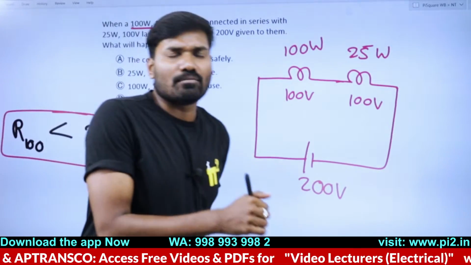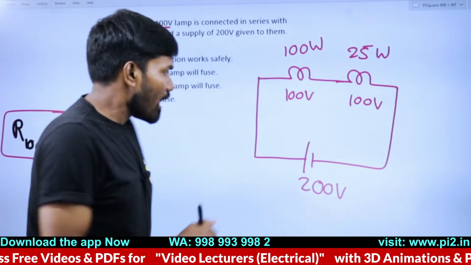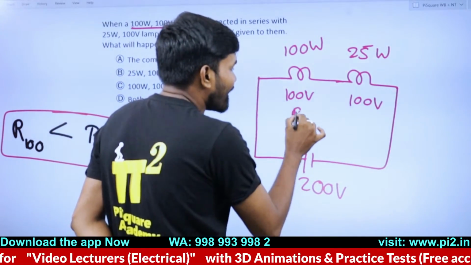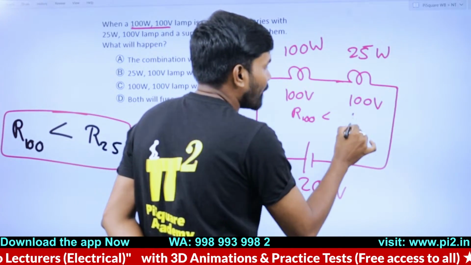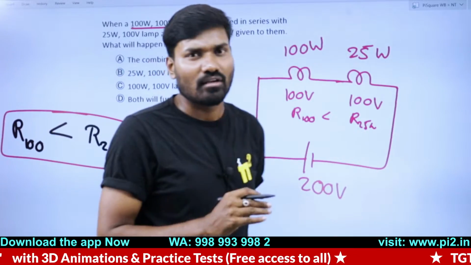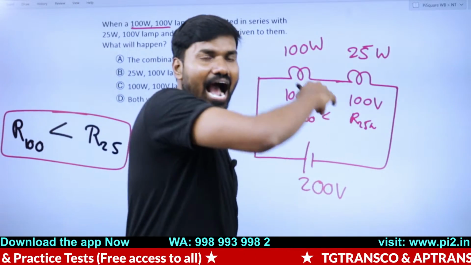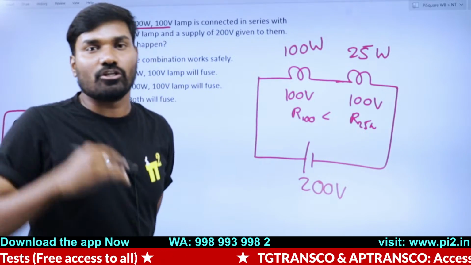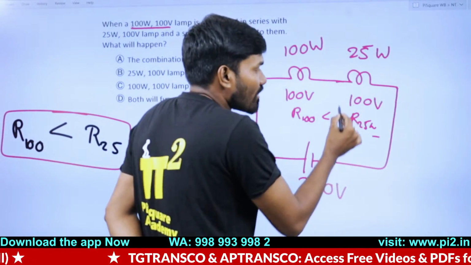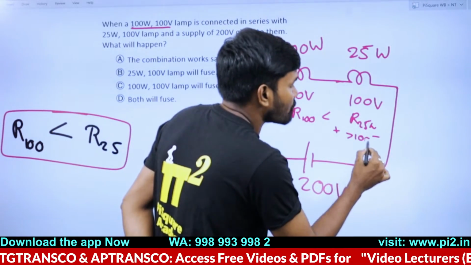If a 200 volt supply is used, I have two resistances, where this resistance is higher and this resistance is lower compared to it. I don't know what the values are, and I don't have to know. Under this case, I can clearly say from the voltage division rule that the voltage across this will definitely be greater than 100 volts.